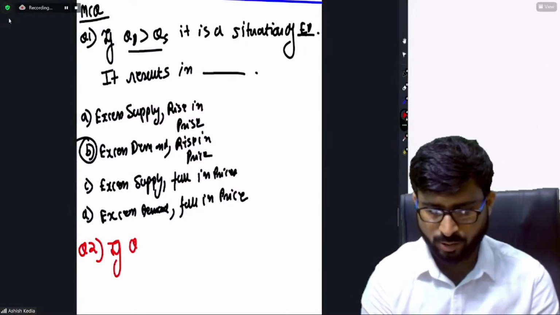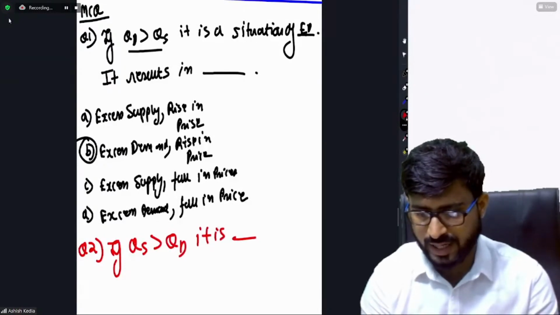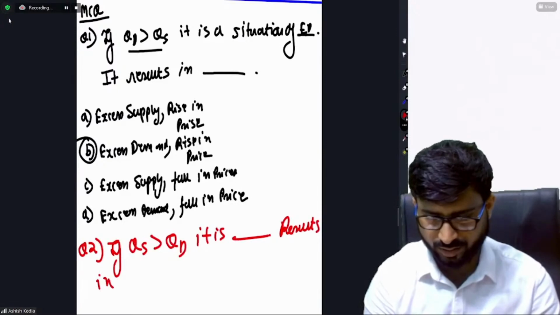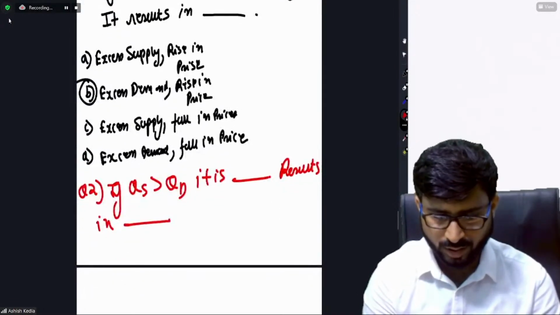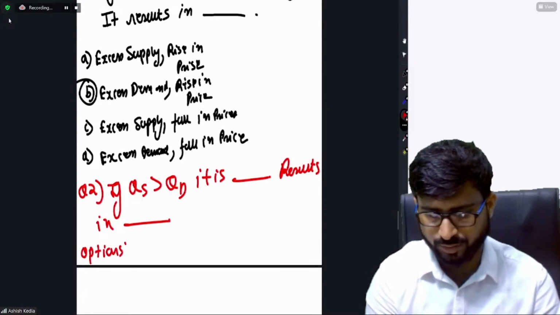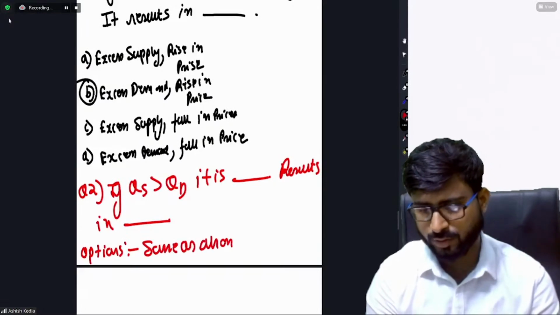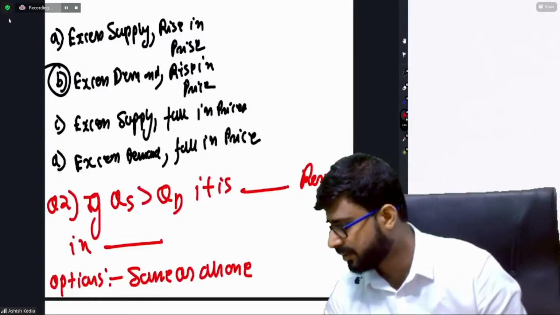If quantity supplied is greater than quantity demanded, it is dash, results in dash. Options same as above. So same options as above. Come on, answer me this question then.